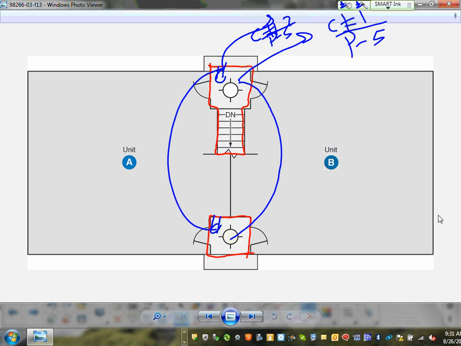So this apartment, guys, will have its own panel here. This apartment will have its own panel here. And the common place will have a common panel, let's just say right here. So this will be P-1, this will be P-2, this will be here P-5 or P-3. Can I get you guys to understand that one?